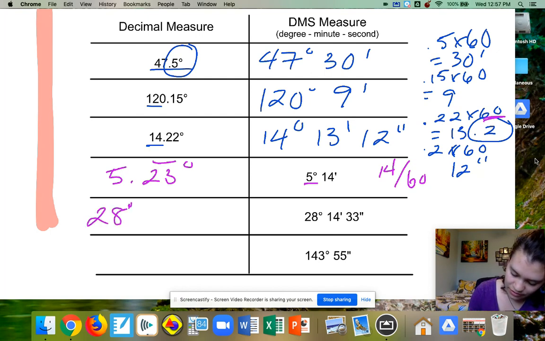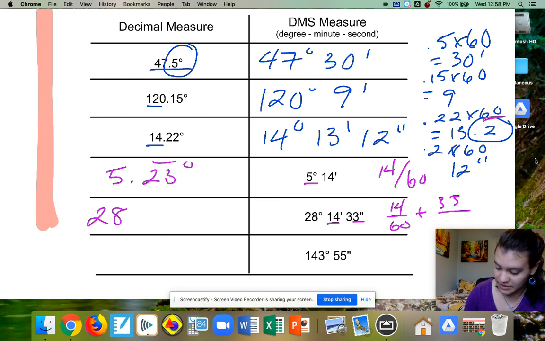Okay. So we get 28 for our standard degrees again. And then if we want to figure out the rest, we have two chunks here. So you have 14 over 60, and then you want to add on 33 over 60 squared, or 3,600. And that will then give you the decimal for the next chunk. If you type that into a calculator, you should get 0.2425 for this one. And the last one, you should get 143.0153.